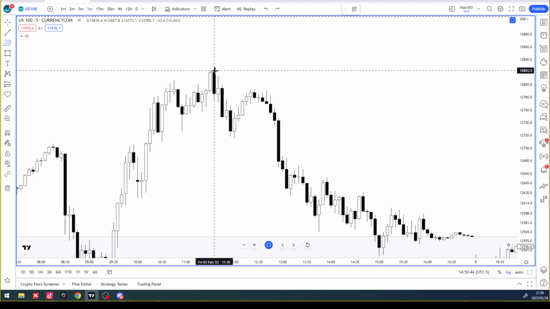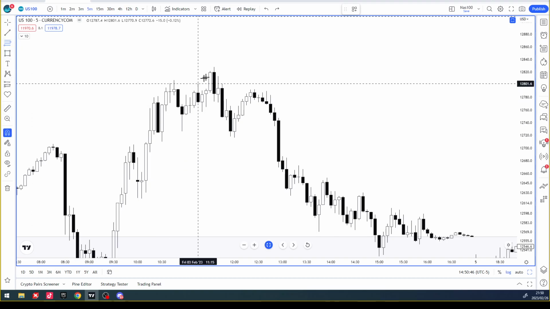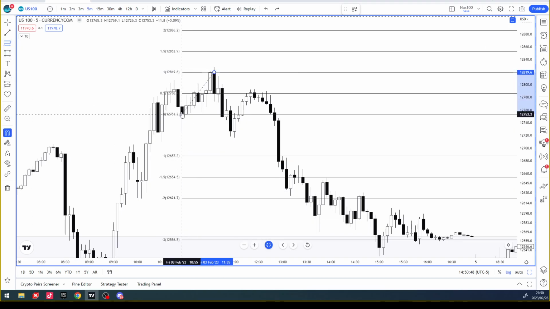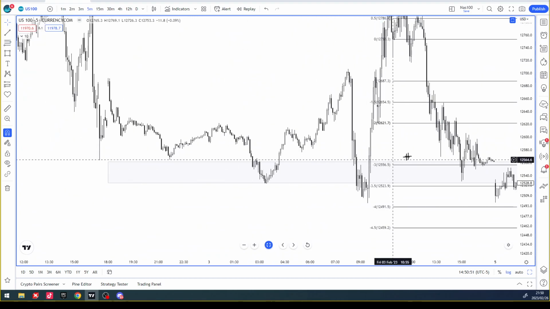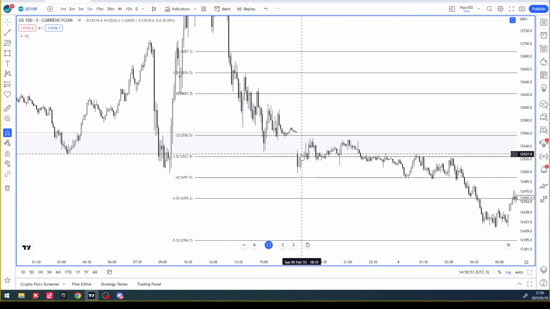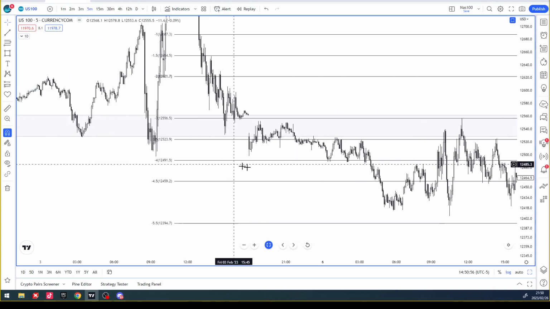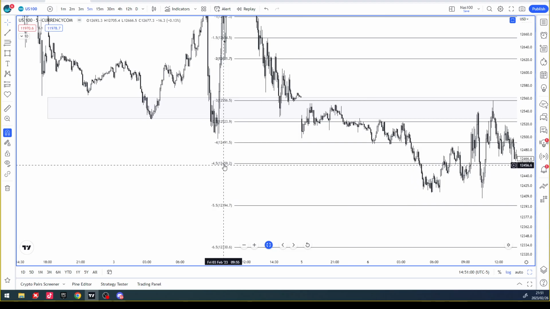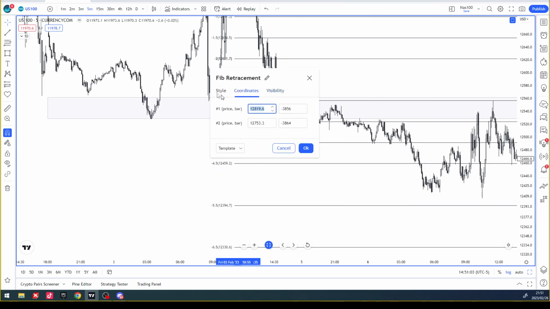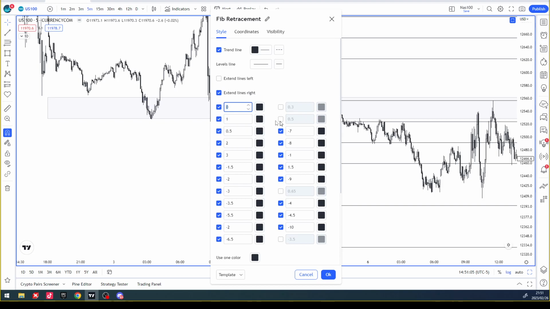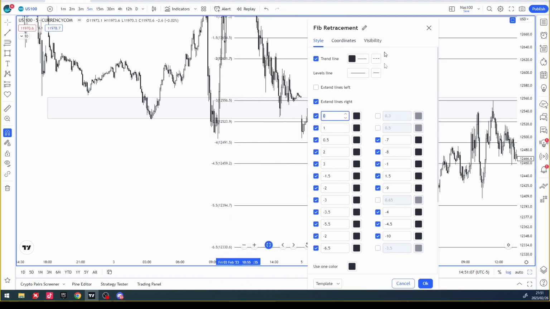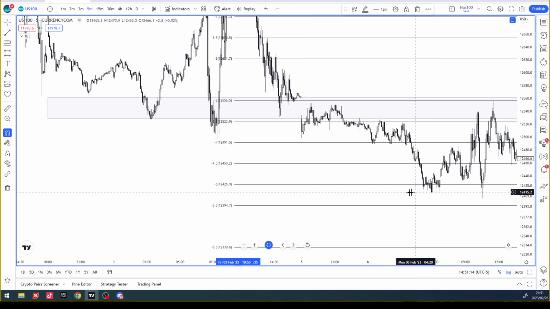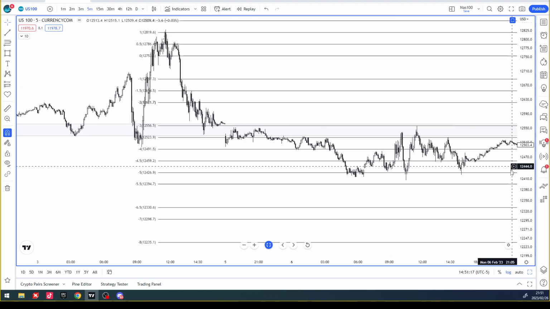Projections. You could use body to body of the entire range here, and look for 3.5. Yep, easy. Did you get any more? You got about 4.5. I think you got about 5 out of this. Let's just add one more here. Minus 5. Yep, you got 5 standard deviations out of that entire move.